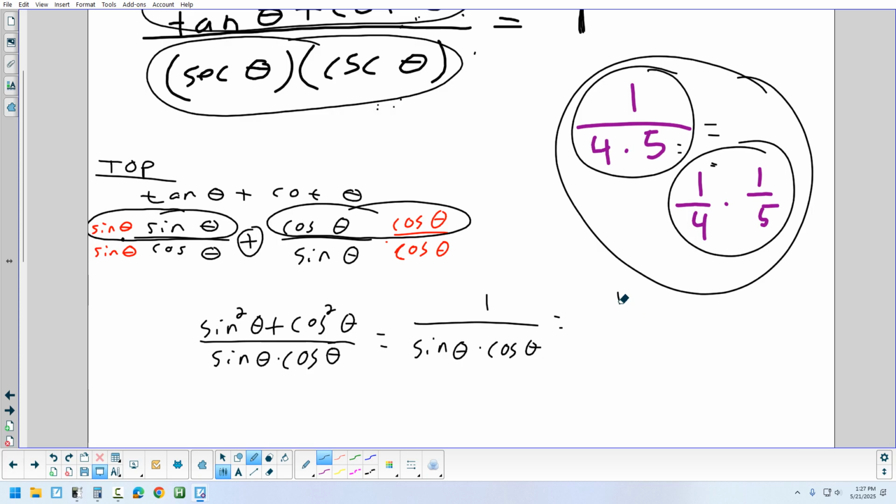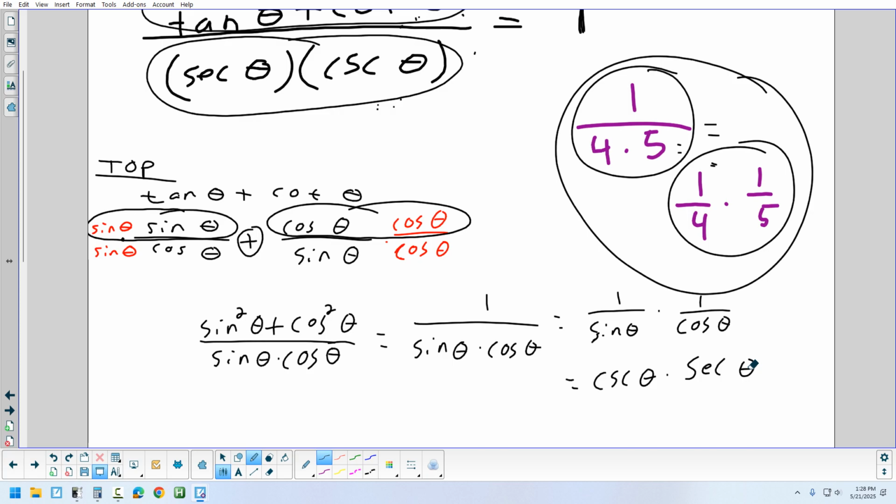So now you have 1 over sine times cosine, which is exactly the same as what I showed you right here. It's 1 over sine times 1 over cosine. Now remember, this is the top. What do you get when you flip sine? Cosecant. And what do you get when you flip the cosine? Secant. That's what the top is. It's cosecant times secant. Then wouldn't they cross out from the bottom too?